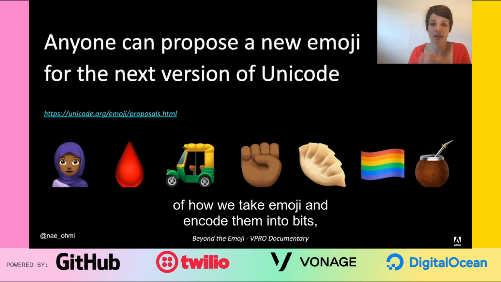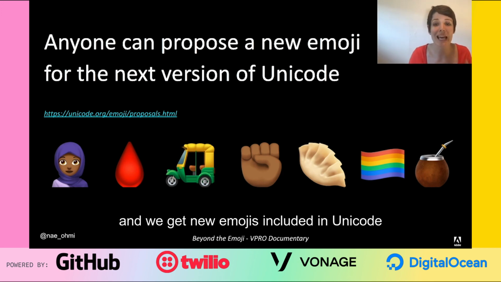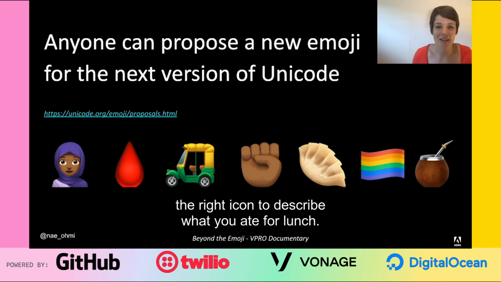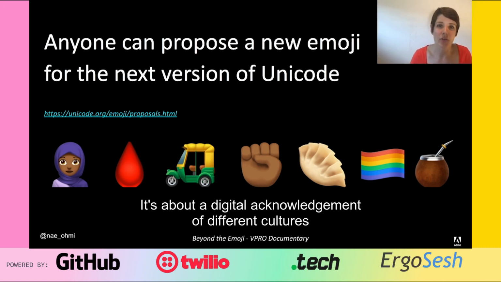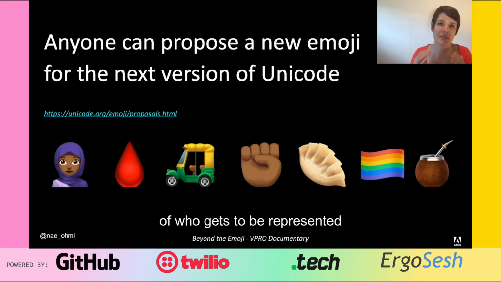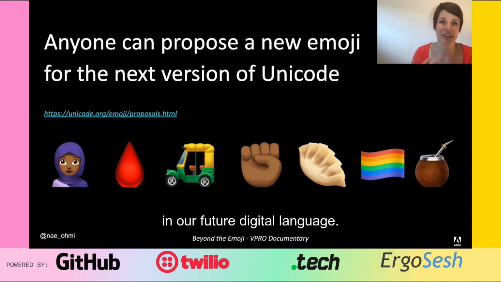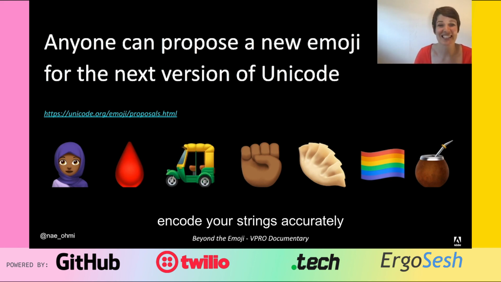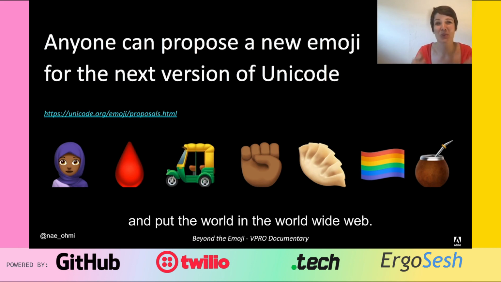And overall, I think it's super important to have more transparency about the process of how we take emoji and encode them into bits, and how we get new emojis included in Unicode and new languages. Because it's not just a matter of having the right icon to describe what you ate for lunch. It's about a digital acknowledgement of different cultures, of who gets to be represented in our future digital language. These representations matter.